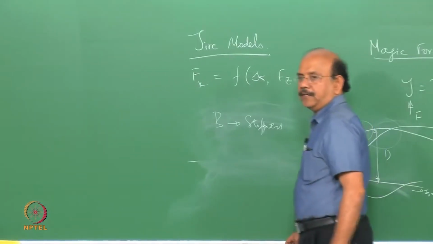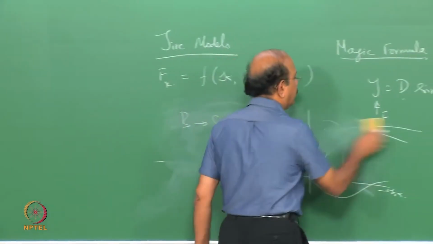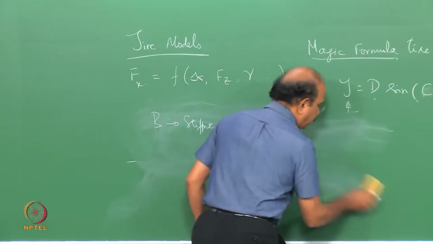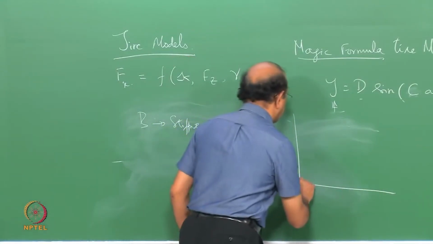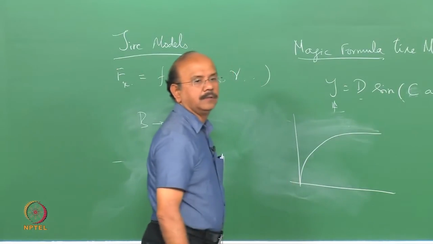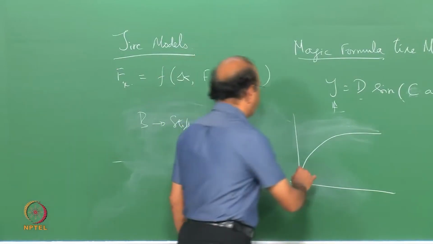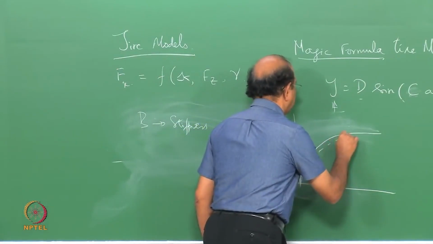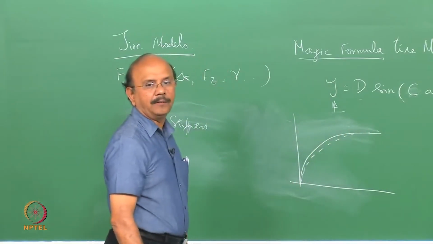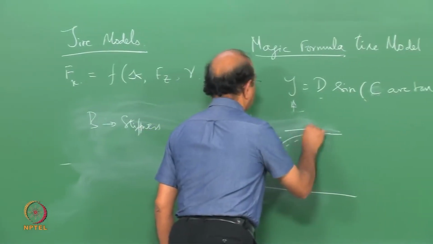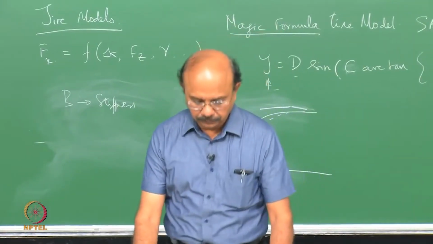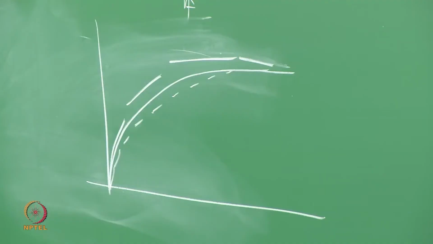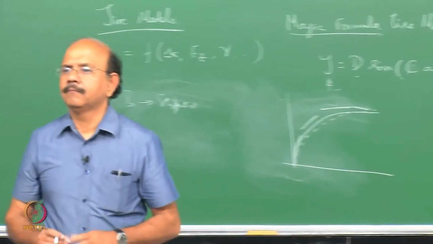Why is it called the curvature factor? Because if I now vary the value of E, suppose this is the curve for E equal to 0, then depending upon whether E is between 0 and 1 or is negative, the curvature here would vary. So, when we are using this magic formula, the structure of the formula remains the same.